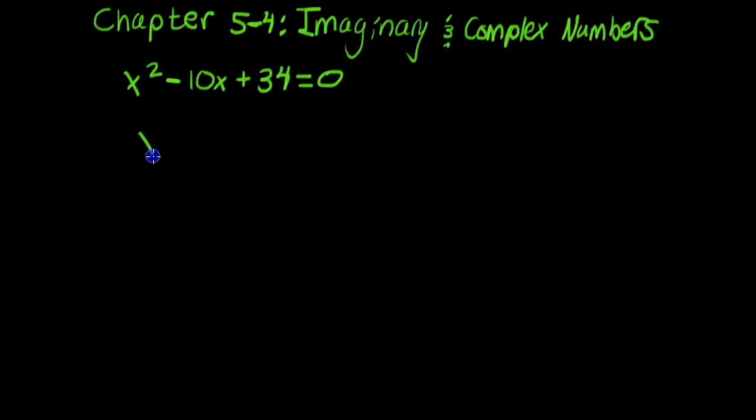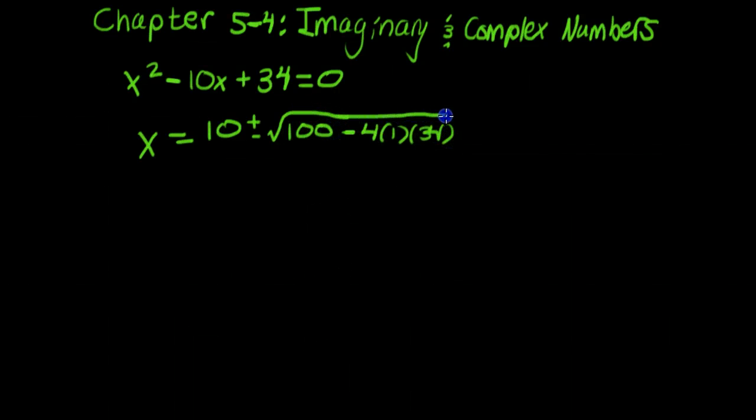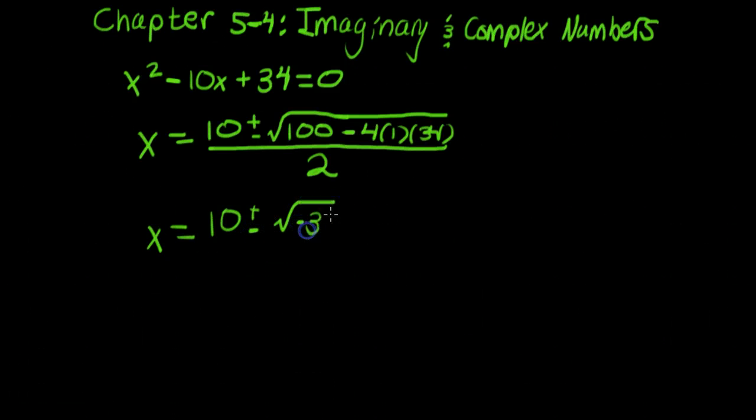To do that, we're going to have x equals negative b, which here would just be positive 10, plus or minus the square root of b squared, which is 100, minus 4 times a, which is 1, times c, which is 34, and then we put that all over 2a, which in this case is just 2. Now if we simplify this, we get x equals positive 10 plus or minus the square root of negative 36, over 2.